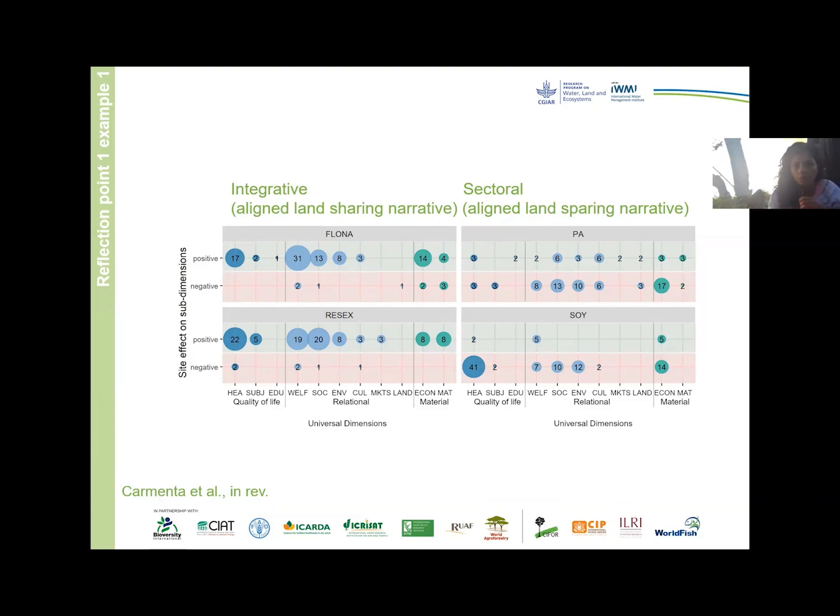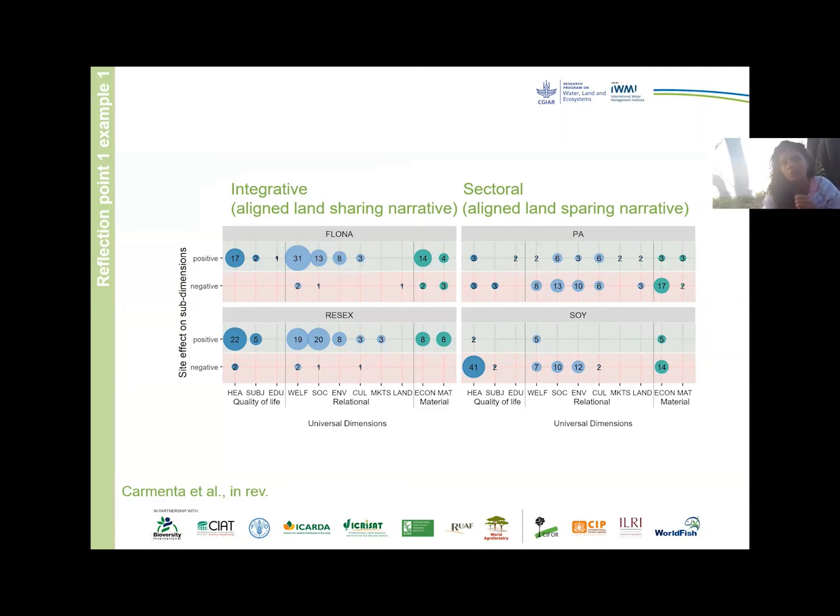And then we had also two other landscapes with a more sectoral entry point, like protected area and soybean. And what we found is totally opposite signatures. What we see is more positive impacts on quality of life, relational, material aspects, and then we see the opposite impact and more negative direct impacts on aspects like health or even economic aspects. So again, the restoration, the success aspect is different.